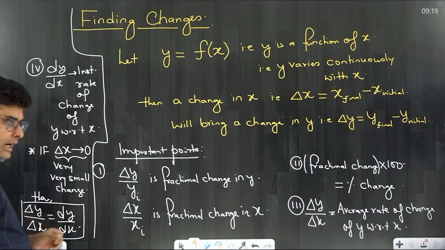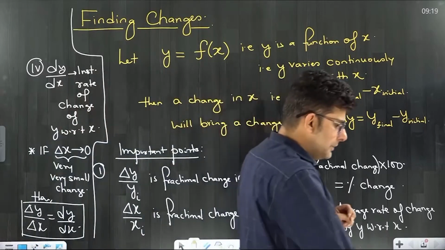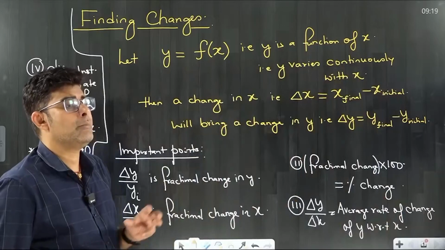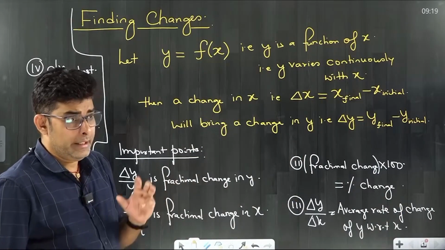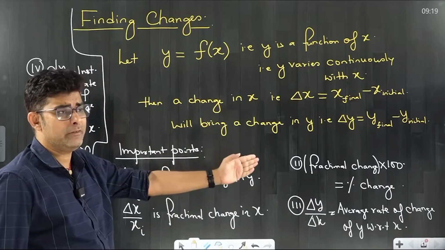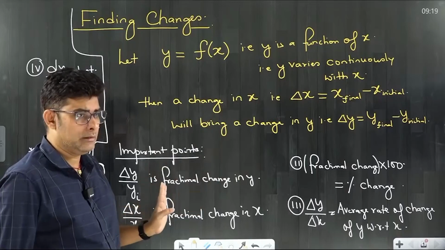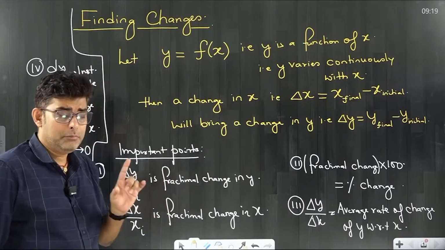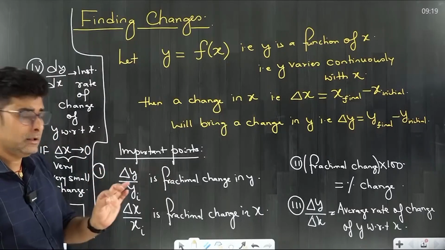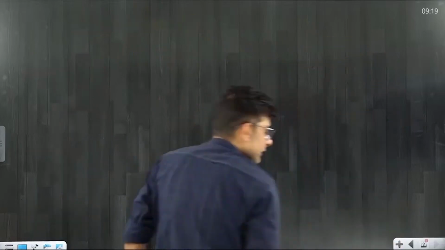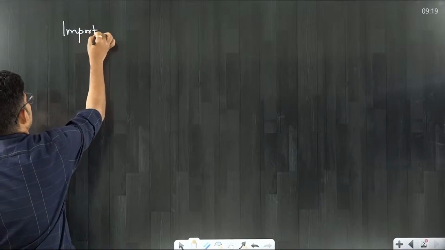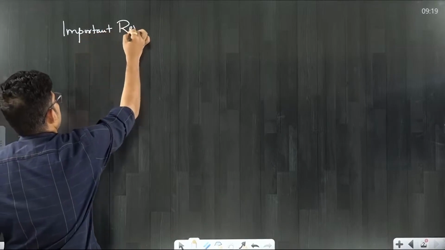Okay. So now there are two important cases. What if we talk about big changes? What if we talk about very small changes? If we have big changes, you will use the normal concept: find the initial value, find the final value, and then you can find the change. But if the changes are very small, then we can use the concept of differentiation. So I am going to use a very important result. Let's see. Important result.